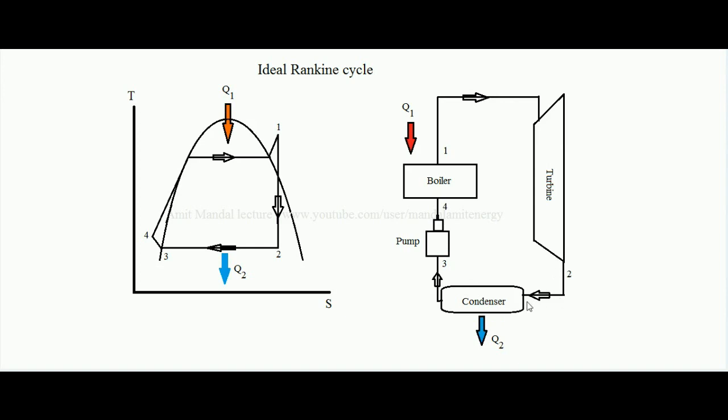So this exit steam goes to the condenser. In the condenser the heat is ejected and it becomes liquid water again, and that liquid water is taken by the pump and again fed to the boiler. This is how the cycle completes. This is a physical diagram and this is the TS diagram.